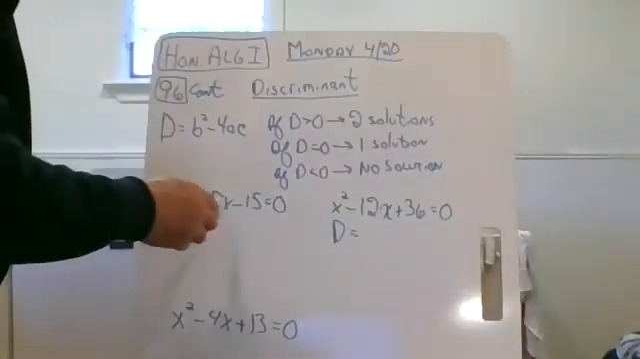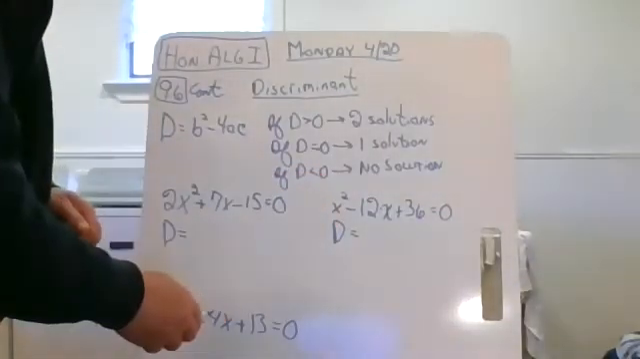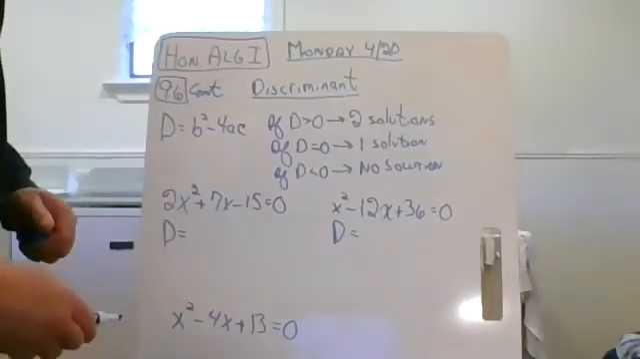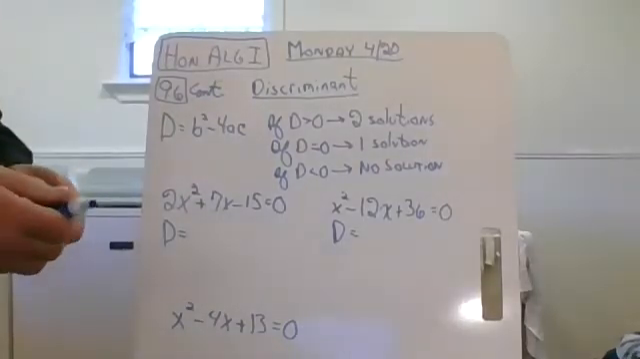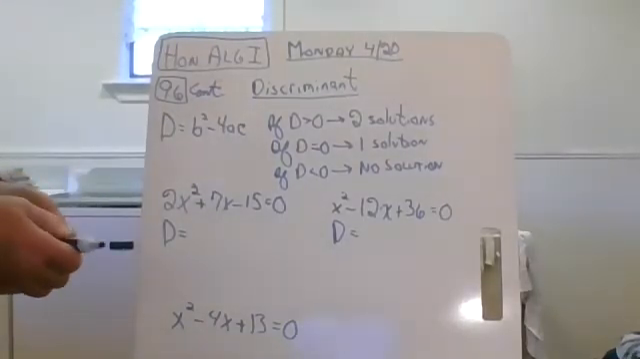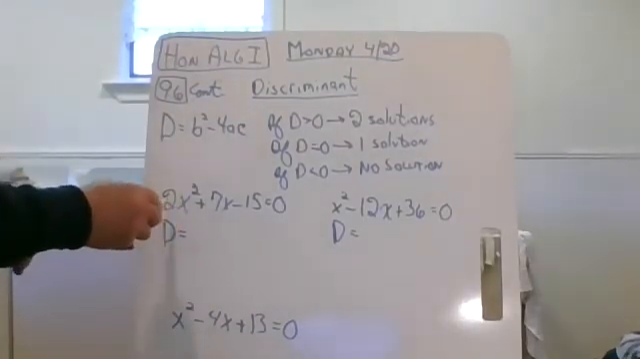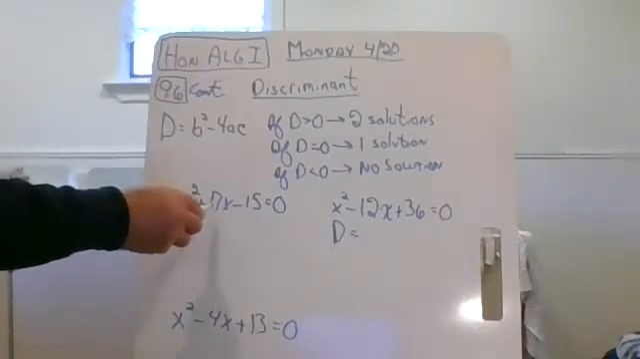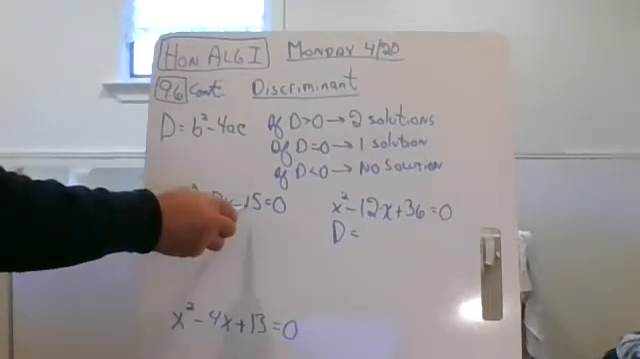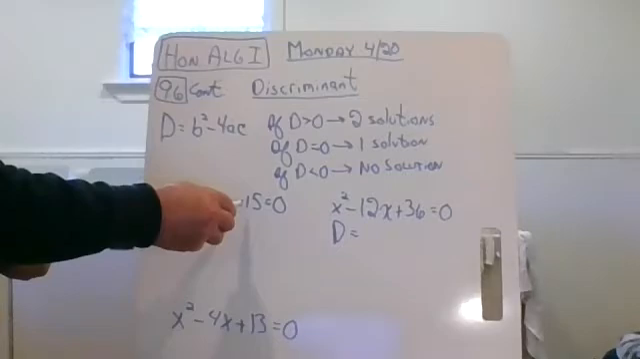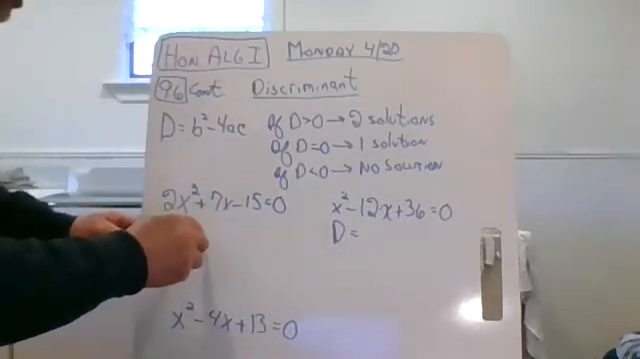All right, here are 3 examples in which we're going to find the discriminant and see what we have. So for this first problem, a is 2, b is 7, and c is negative 15. So what is b squared?